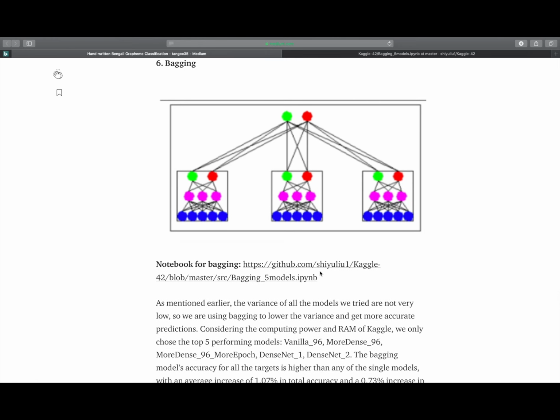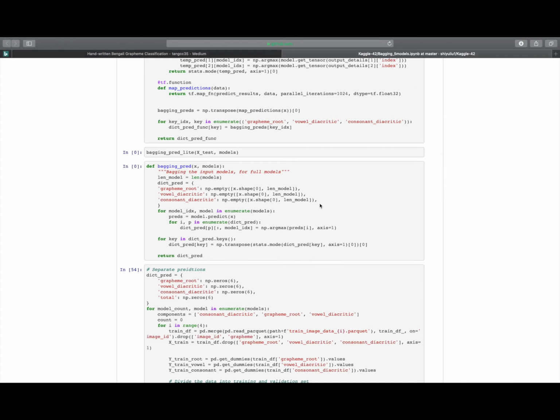The last approach is bagging. To reduce the variance caused by a single model, we implemented a bagging strategy by making predictions based on the top 5 models ranked by accuracy. Let's go to the notebook and take a brief look at it. Specifically, 5 models gave 5 predictions. And we choose the mode value of the 5 predicted values as our final prediction.